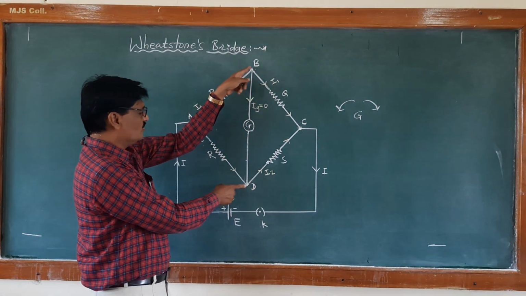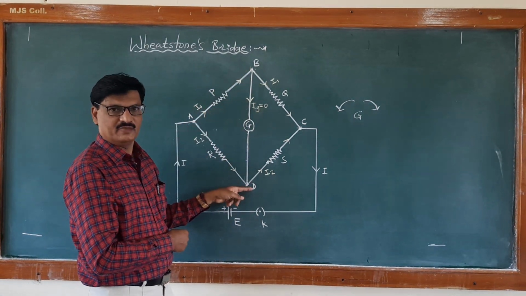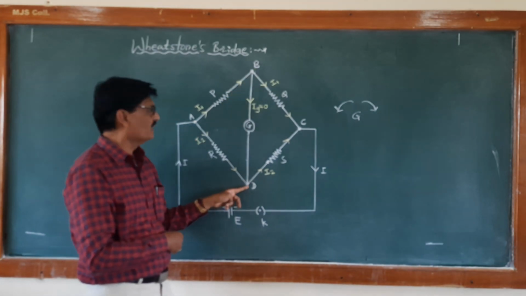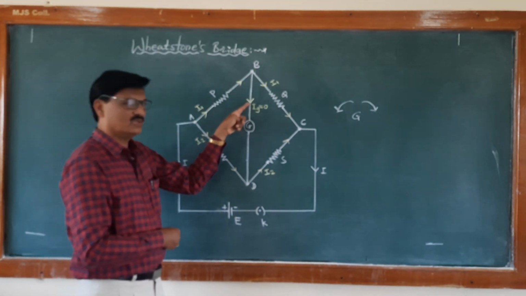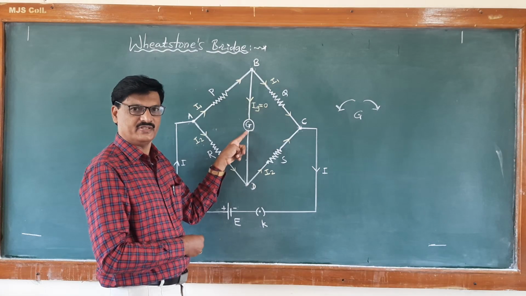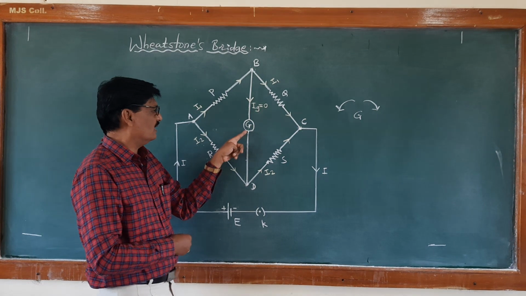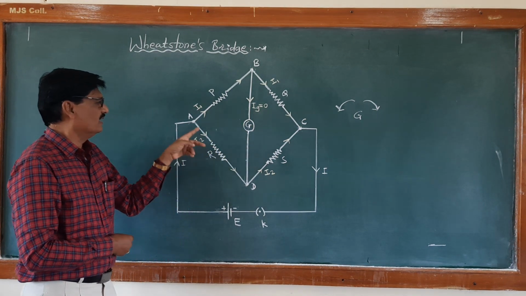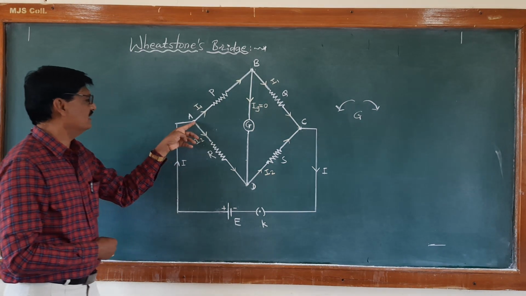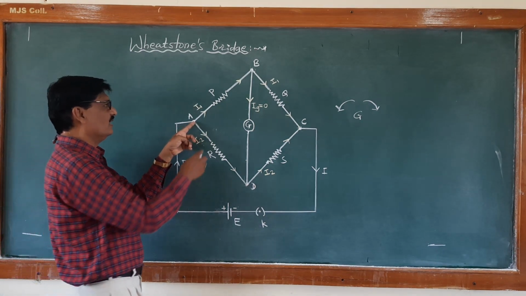Also, if these two points are at equal potential, that means the potential at point B is equal to the potential at point D, then no current flows through the galvanometer. Therefore, the galvanometer shows zero deflection. If the galvanometer shows zero deflection, the network is said to be balanced.